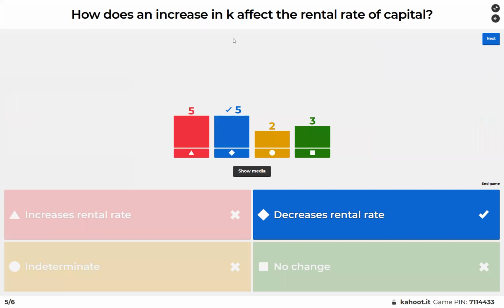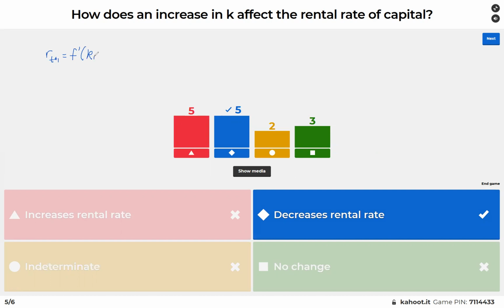Yeah, it decreases the rental rate. I'll show you. All right, so our rental rate of capital is equal to, why did I say T plus one? Well, whatever. I can't remember exactly the definition of how this works. So I guess it's little k, T plus one here.